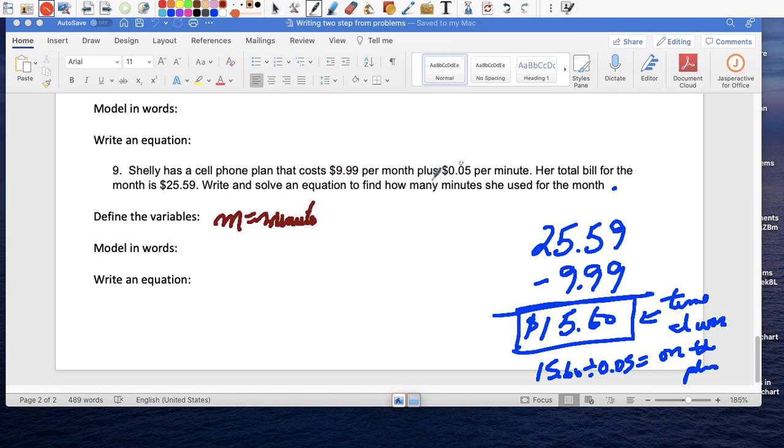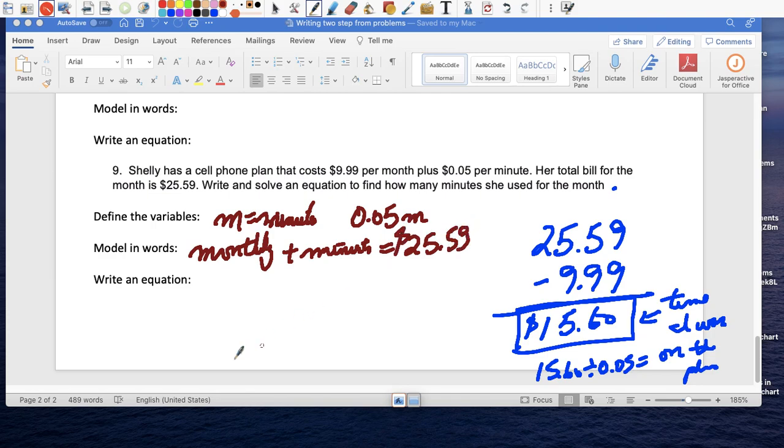And what do I know about the minutes? It's 0.05 dollars per minute. Modeling in words, my monthly charge that I have to pay no matter what, plus my minutes, equals 25.59. All right, so let's set up an equation. My monthly was $9.99, and then I had to pay 5 cents for the minutes I spoke, and that gave me a bill of 25.59.